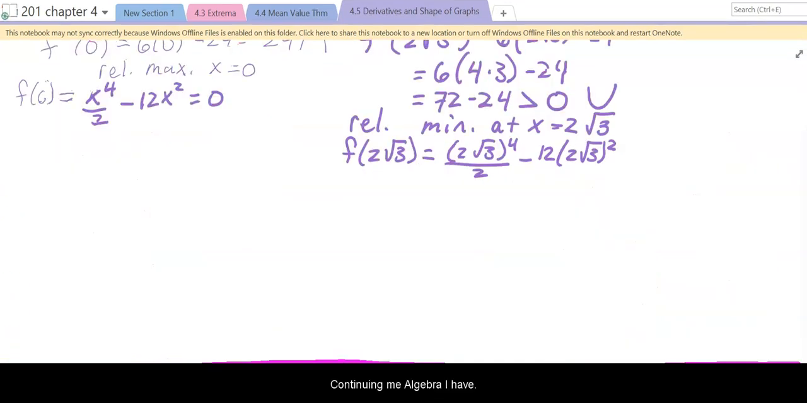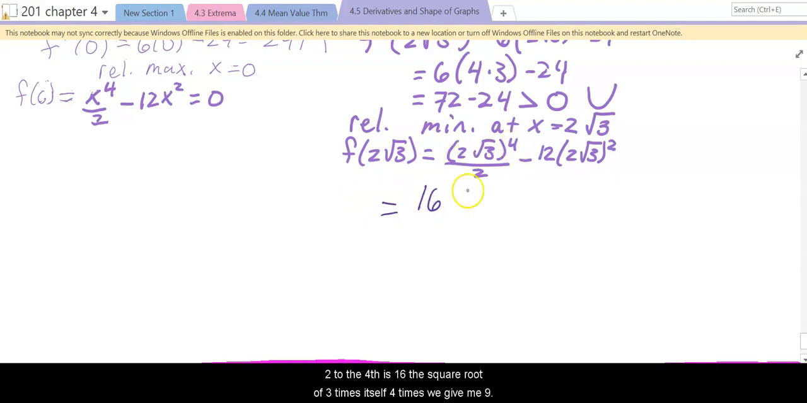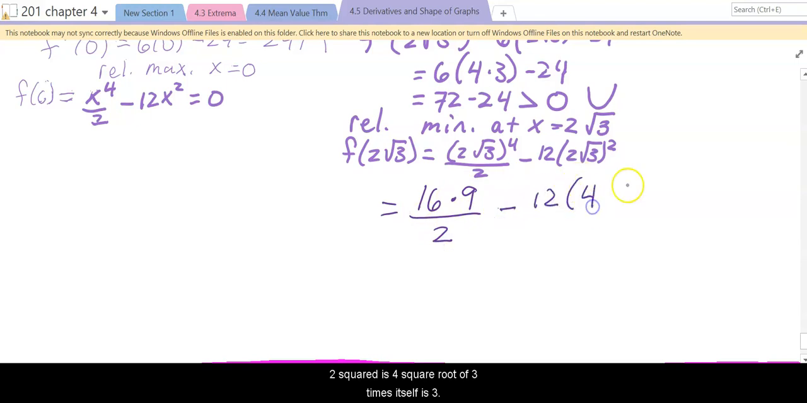Continuing the algebra, I have 2 to the 4th is 16. The square root of 3 times itself 4 times would give me 9, all divided by 2, minus 12 times 2 squared is 4, square root of 3 times itself is 3. 16 over 2 is 8, and 8 times 9 is 72. And 4 times 3 is 12, and 12 times 12 is 144.